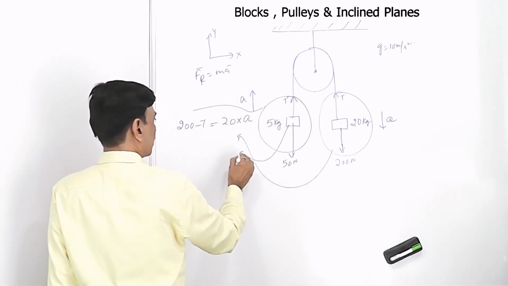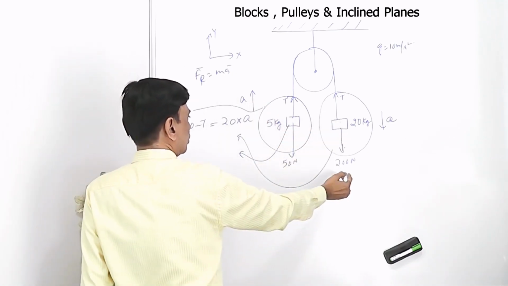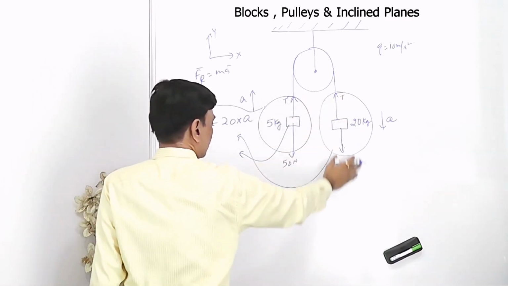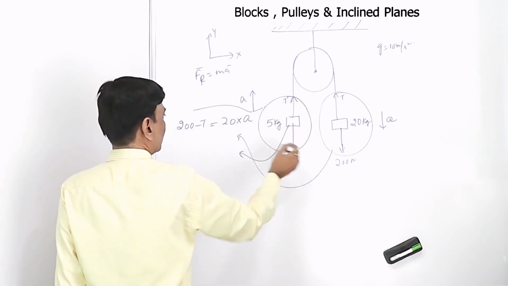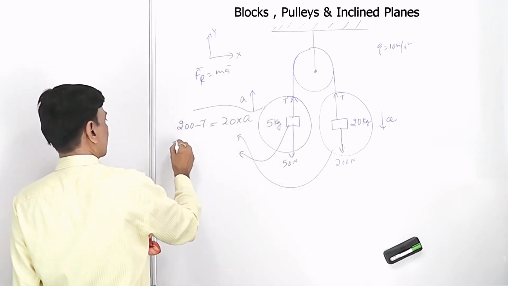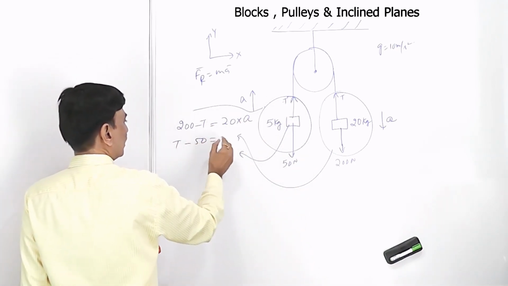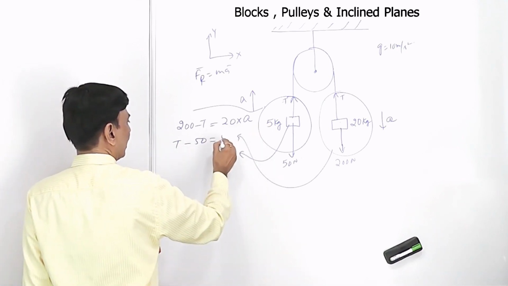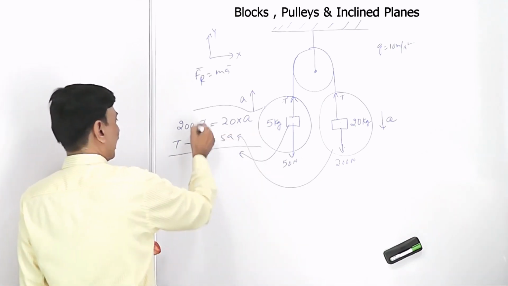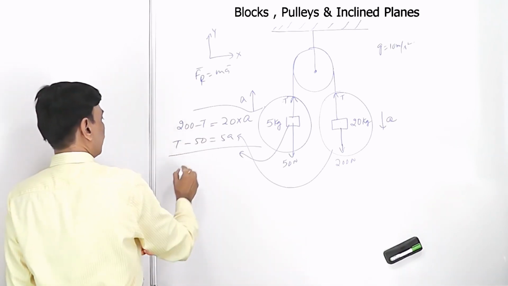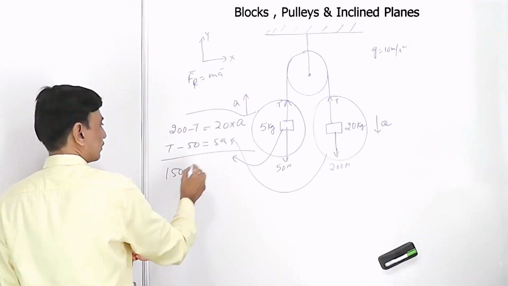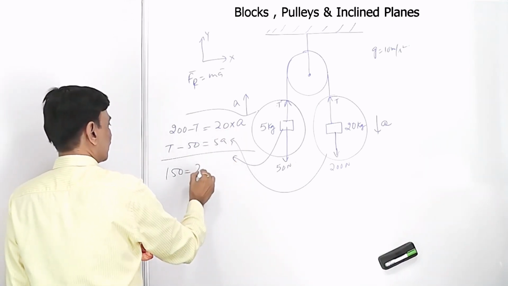And for this one, when this goes down, this will go up. When this accelerates down, this will accelerate up. So this force should be greater than this force. So the equation for this is T minus 50, that stands for net force, is equal to 5 into acceleration. If we add the two, minus T and plus T will get cancelled. So 200 minus 50 is 150, and 20A plus 5A is 25A.